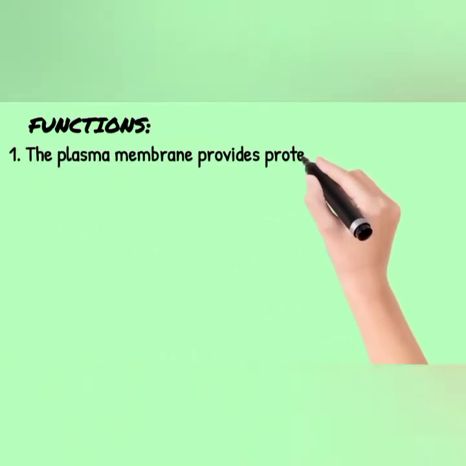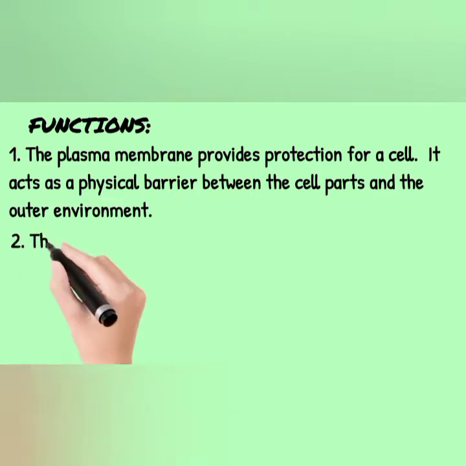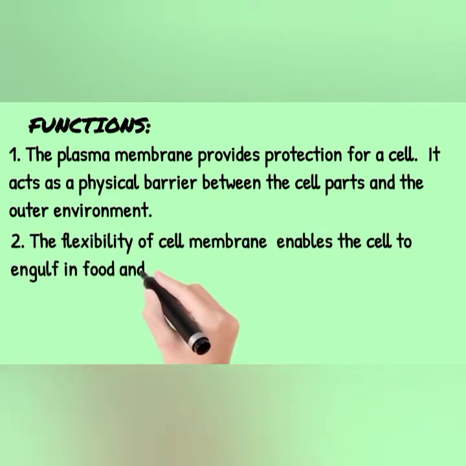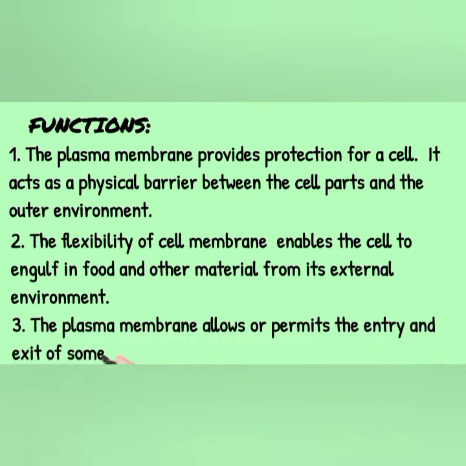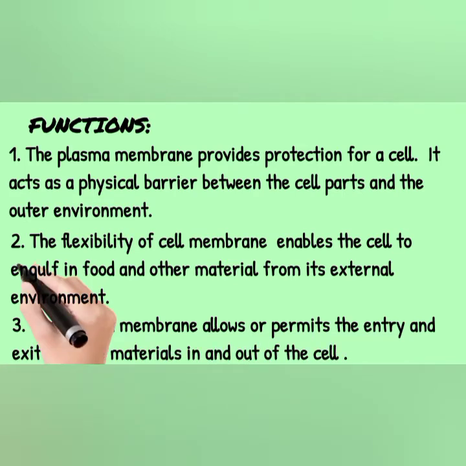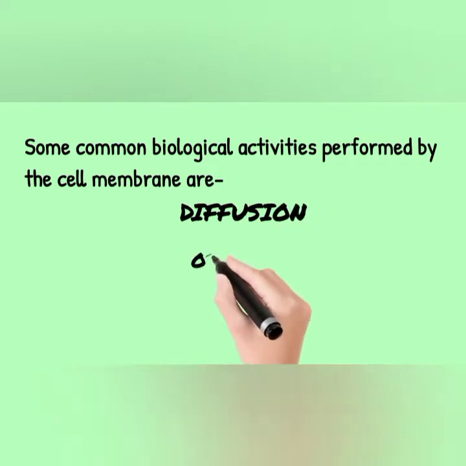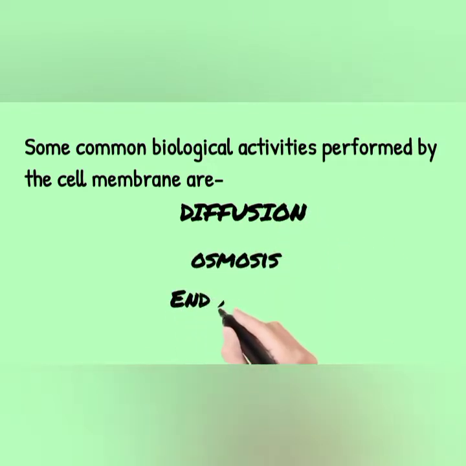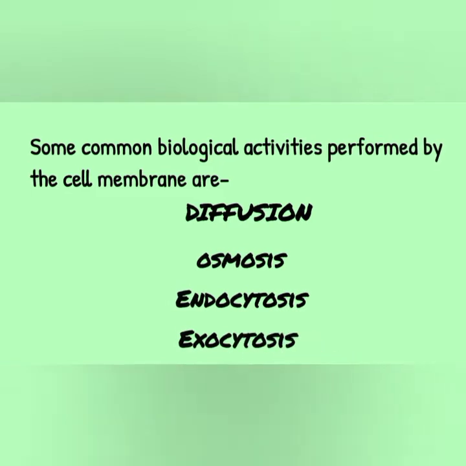Now coming to the functions of the plasma membrane. Now first, it forms a physical barrier between the cell parts and the outer environment. It protects the cell. The flexibility of the plasma membrane enables it to engulf food and other material from the external environment. It permits the entry and exit of the materials in and out of the cell. Now we'll discuss some common biological activities performed by the cell membrane: diffusion, osmosis, endocytosis and exocytosis.